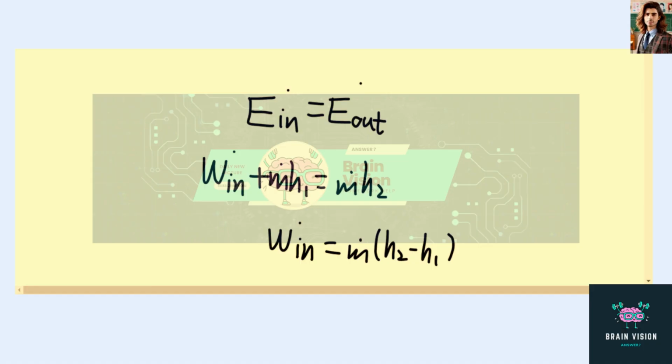Okay, so for this question, we can apply the energy balance equation. We have E dot in is equal to E dot out. If we expand it, we have W dot in plus M dot H1 is equal to M dot H2. So W dot in here is the power input from the hollow core, and the M dot here is the mass flow rate for the cooling air, and H1 here is the initial enthalpy for the cooling air, and H2 is the final enthalpy for the cooling air.